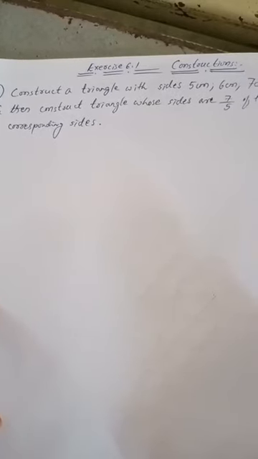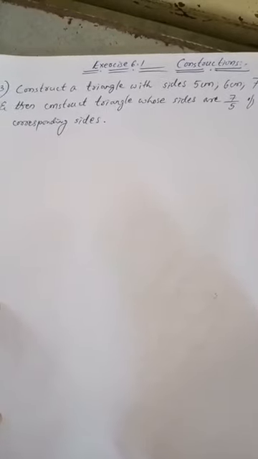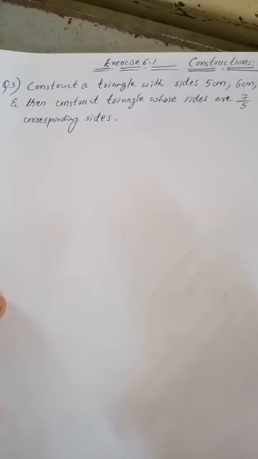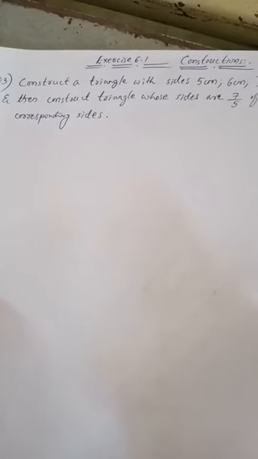Good morning, dear students. Today we shall discuss the third question of the chapter Construction, exercise 6.1. Construct a triangle with sides 5 cm, 6 cm and 7 cm, and then construct a triangle whose sides are 7 by 5 of the corresponding sides. So this is the question where it will be asked for 3 marks several times. Let's see how to draw.